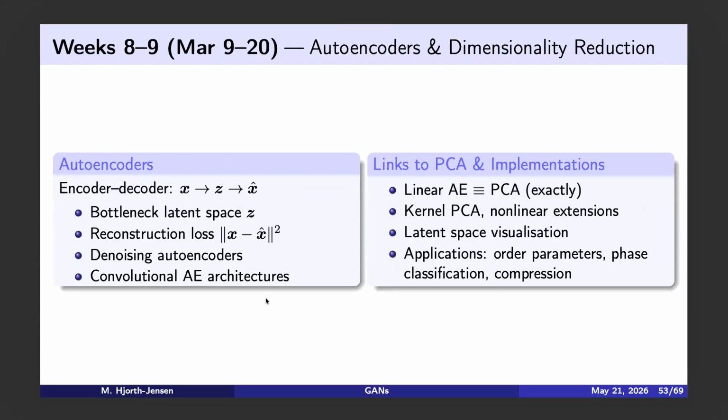Then the autoencoder part: the encoder-decoder, and the bottleneck, which is not a bottleneck in the calculation, it's you narrowing down to a latent space. And then we have denoising autoencoders, and we can have convolutional autoencoder architectures. We also showed a close link with PCA, the principal component analysis, where a linear autoencoder is exactly the same as a principal component analysis, without the kernel PCA non-linear extensions. Then we looked at latent space visualizations and, obviously, applications.